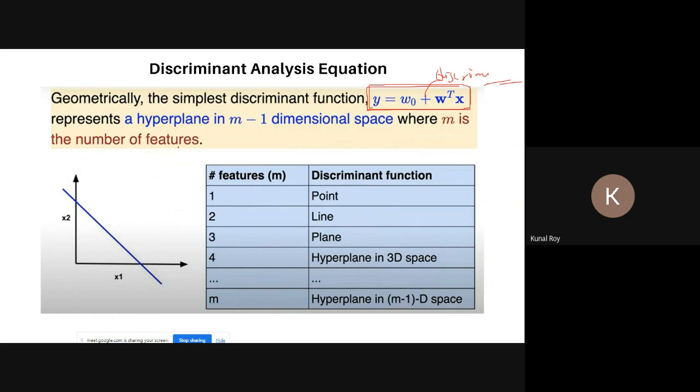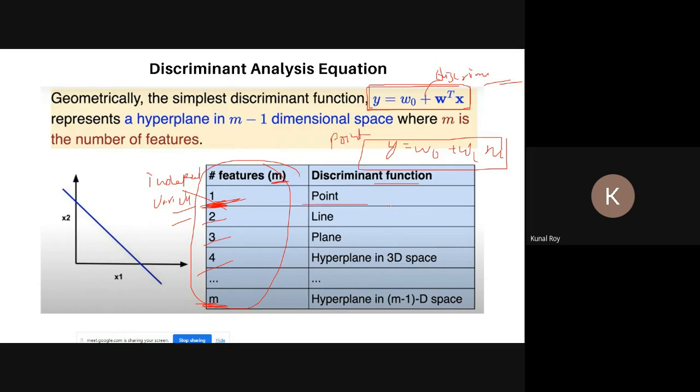So let us take a normal approach. This m can be 1, this m can be 2, this m can be 3, this m can be 4. Overall features are always dependent upon the independent variables, and these discriminant functions have some names. So if m is 1, we can say that y is equal to w0 plus w1 x1, because only one feature is there. Then it is called a point discriminant function.